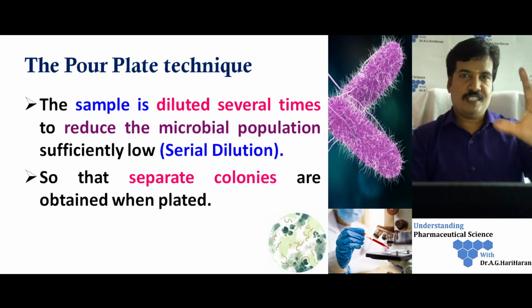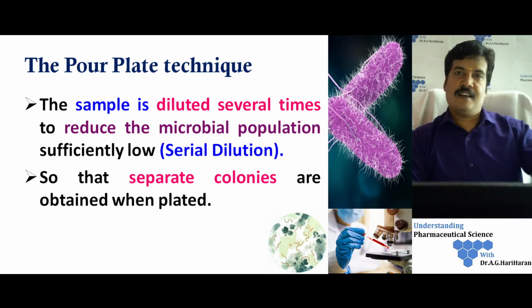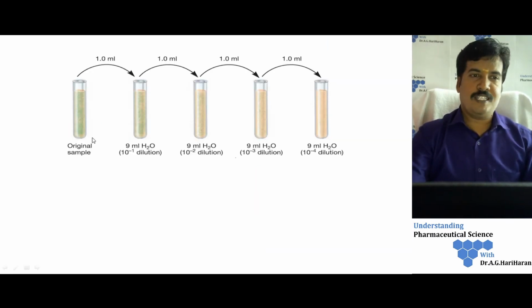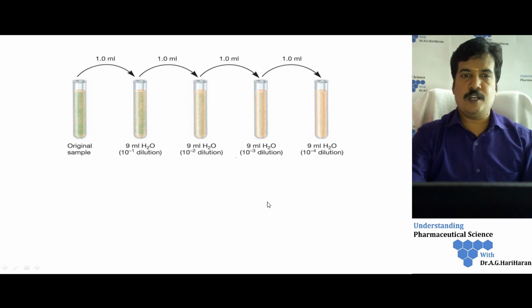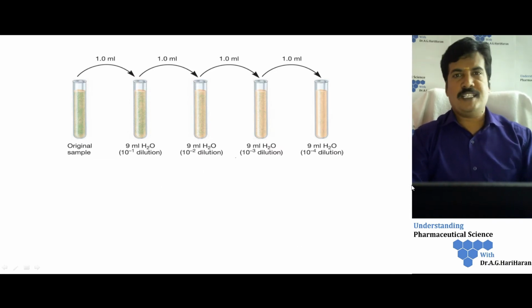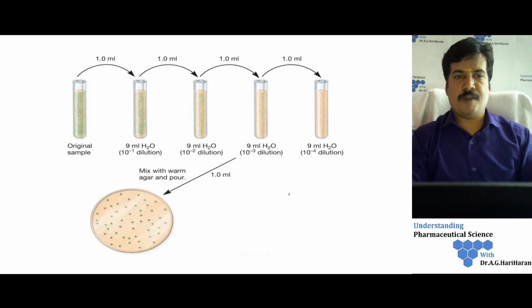The major step here is getting an appropriate microbial dilution. In this picture, the original sample has been serially diluted to 10 to the power minus 1, minus 2, minus 3 and minus 4. We can take a sample and make a pour plate at any stage. For example, I am taking the 10 to the power minus 3 dilution.